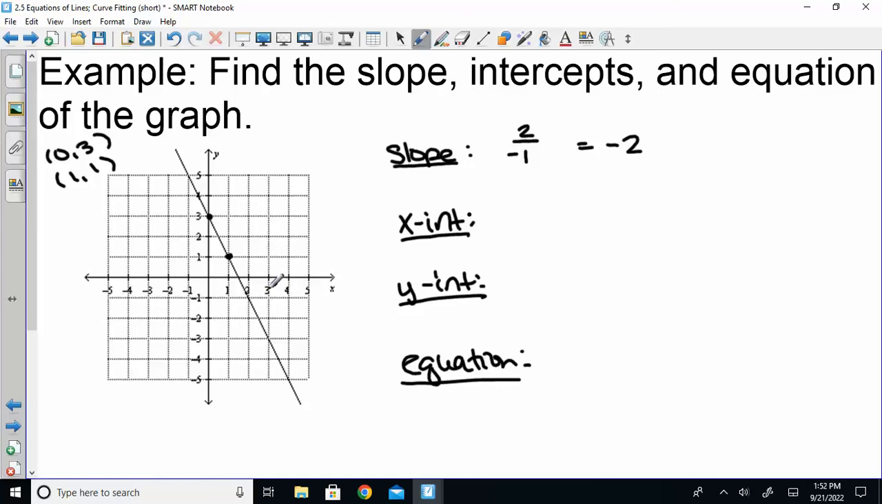X-intercept. Can I tell exactly where this hits the x-axis? Not really. It looks like it's about 1.5, but I want to know for sure, so let's come back to that one. Y-intercept. Can we tell exactly where this hits the y-axis? Where? 3. If I asked for that as an ordered pair, what would that point be? 0, 3. Okay, so we have enough for the equation now. Y equals m is -2 times x plus b, which is 3. I can use that equation to get my x-intercept exactly, since I couldn't tell for sure from my graph. How would we do that?